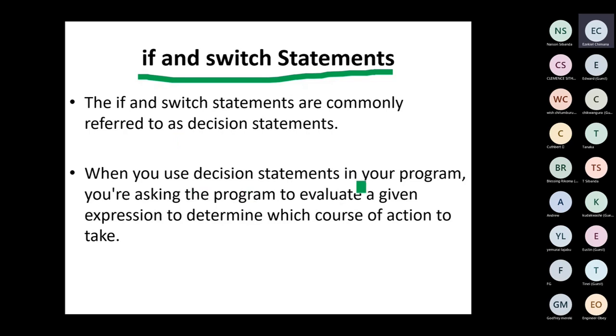So when you use decision statements in your program, you are asking the program to evaluate a given expression to determine which course of action to take. You want to decide if you want to go left or if you want to go right. So there will be a decision to make. It will evaluate this decision, then from the outcome you will know which direction to take. So this is how to use the if and the switch statement.